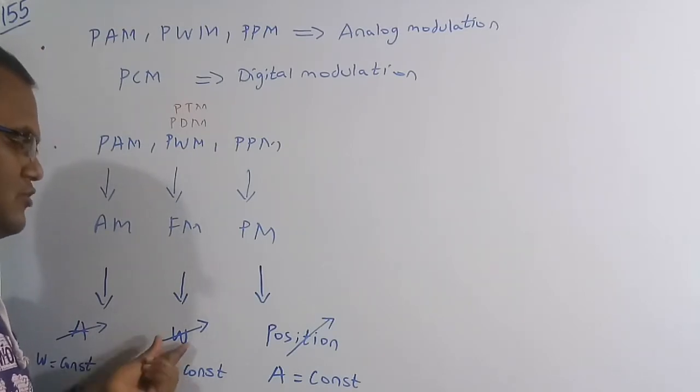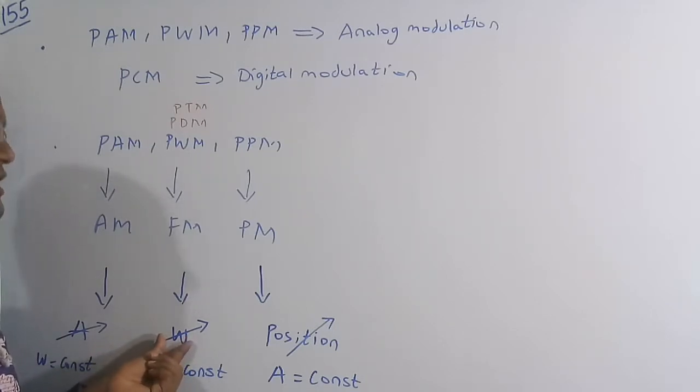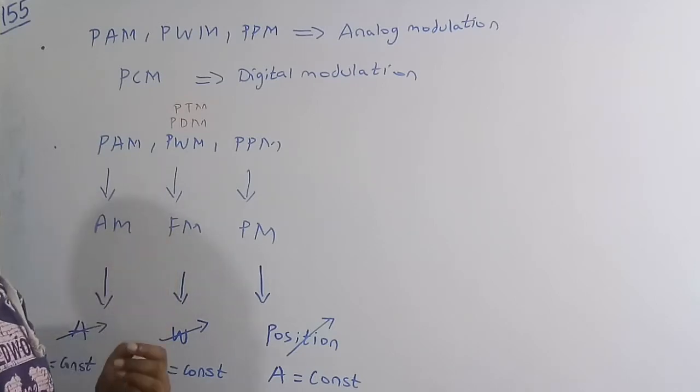So amplitude is a constant, only the width we are going to change. If we change the width, it is nothing but a frequency change. So therefore it is called frequency modulation.